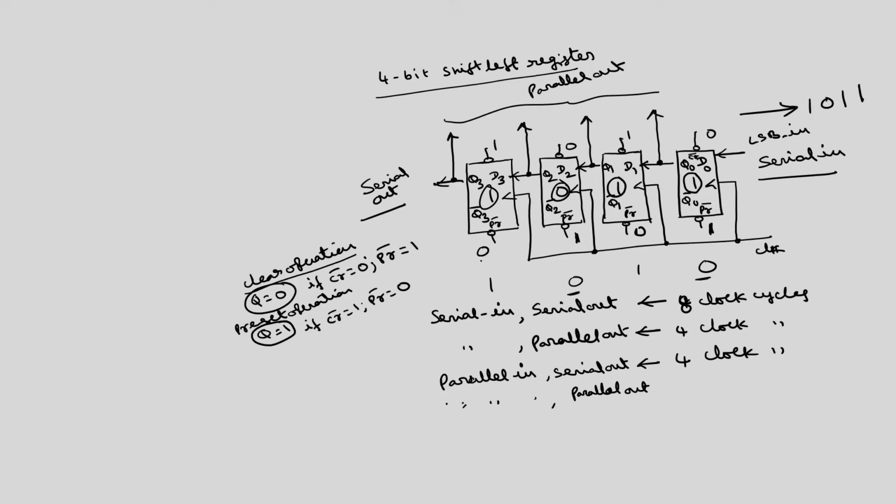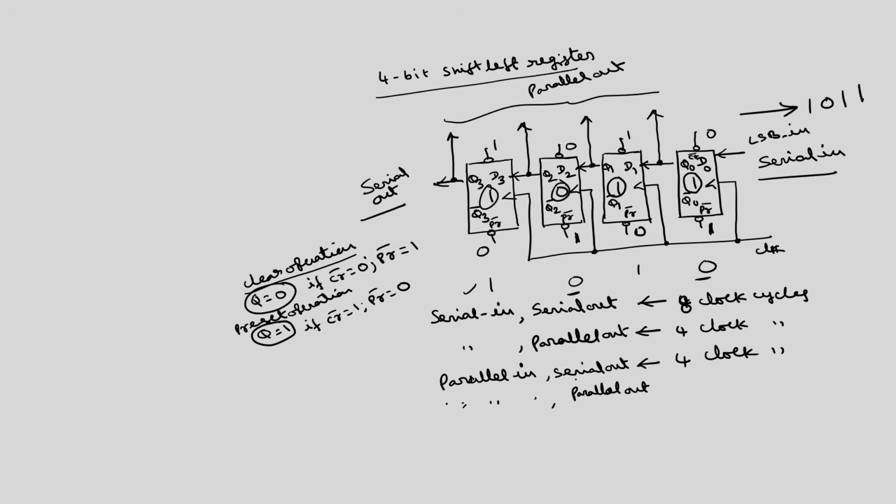Because the preset and clear are asynchronous inputs, they do not require any clock cycle. We can feed this 1 0 1 0 simultaneously without a clock by making the corresponding preset and clears 0 or 1. So, for parallel in, if we want to input the data in parallel, we do not require any clock cycle. To take serial out, we require 4 clock cycles. For parallel in, parallel out, this does not require any clock cycle.